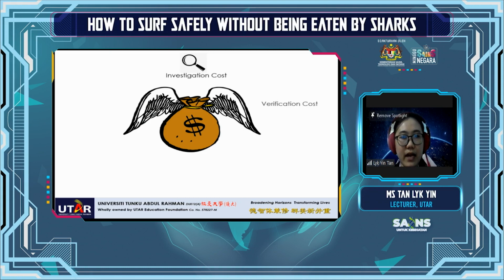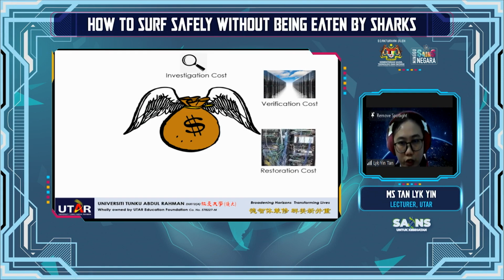After that, they have the verification costs, the cost to check their system. And then they have the restoration costs, the cost to put the system back online so that they can continue their business. And then we have the compensation cost, the cost to compensate the affected users.